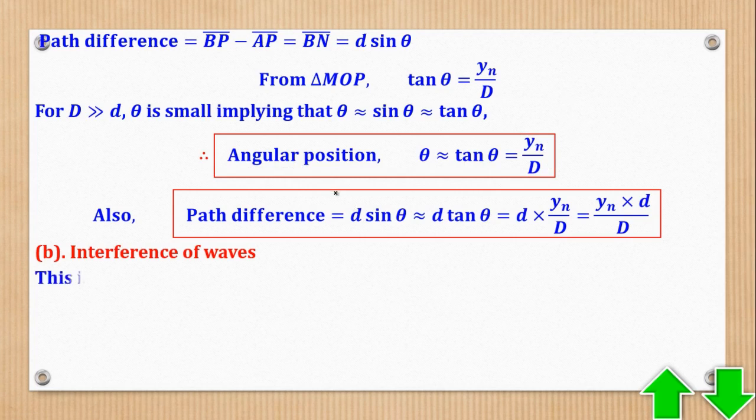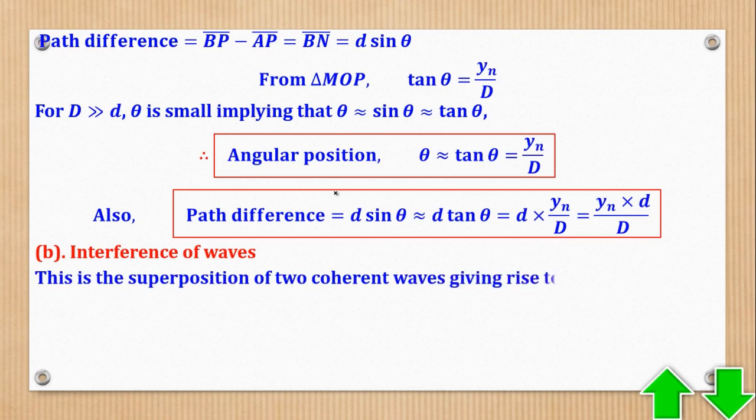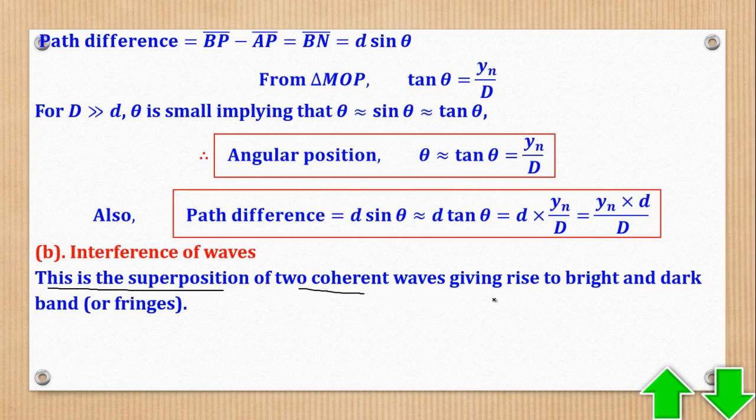Next, let's talk about this thing called interference. We already looked at the definition, but now we shall summarize and say it is a superposition of two coherent waves giving rise to bright and dark fringes. Remember, bright fringes occur as a result of constructive interference, while dark fringes occur as a result of destructive interference.